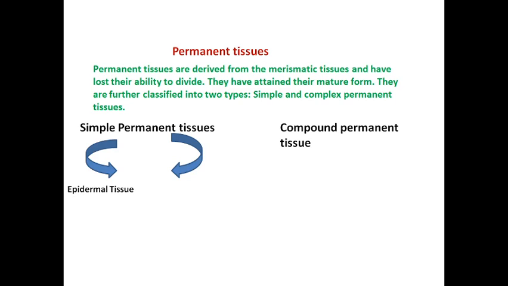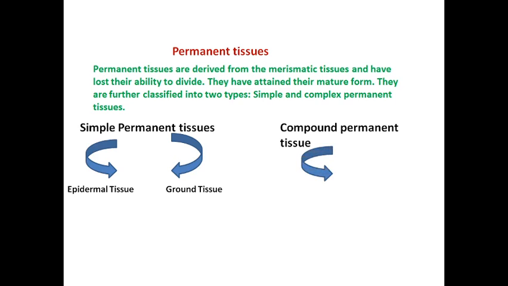Number one is epidermal tissue, which forms the epidermis of various parts of a plant. For example, it forms the epidermis of the leaf, of the stem, and of the root. This is the epidermal tissue. And number two is ground tissue. Ground tissue is simply the filling tissue. For example, cortex and pith are the filling tissue. Ground tissue is the filling tissue.